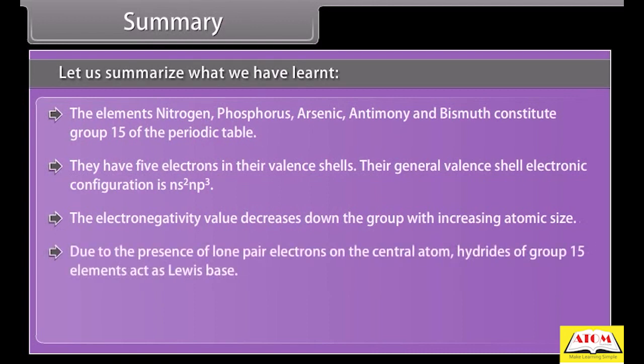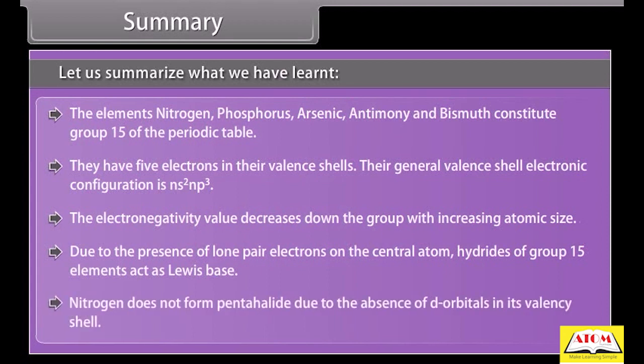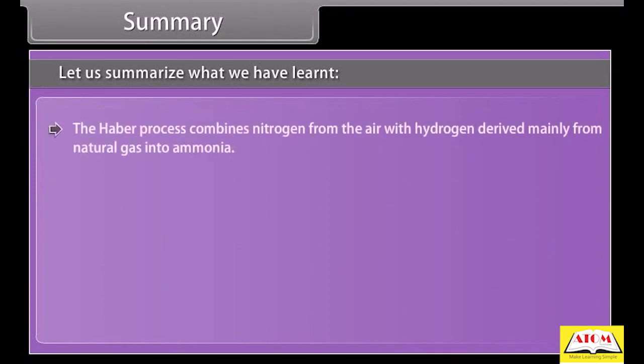Due to the presence of a lone pair of electrons on the central atom, hydrides of group 15 elements act as Lewis base. Nitrogen does not form pentahalide due to the absence of d orbitals in its valence shell. The Haber's process combines nitrogen from air with hydrogen derived mainly from natural gas into ammonia.